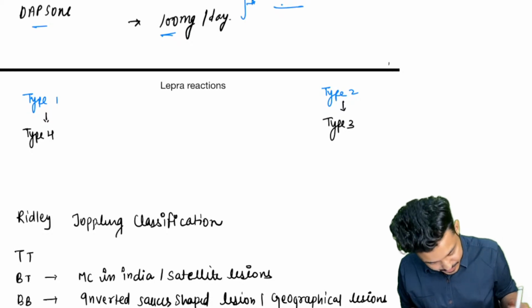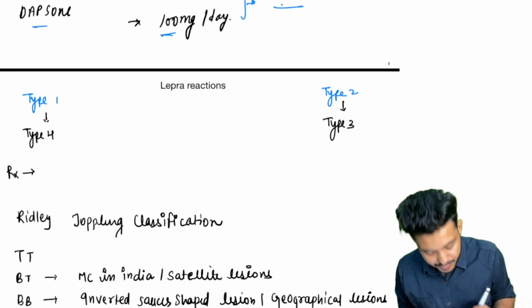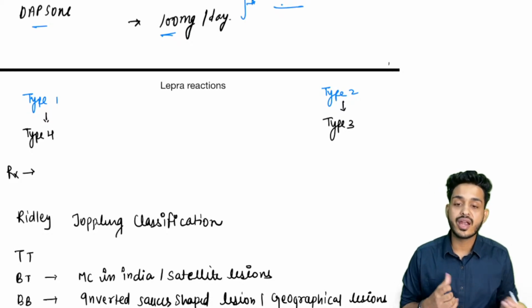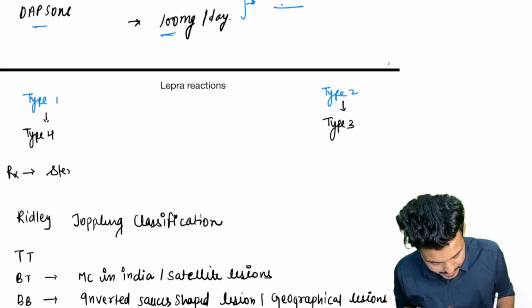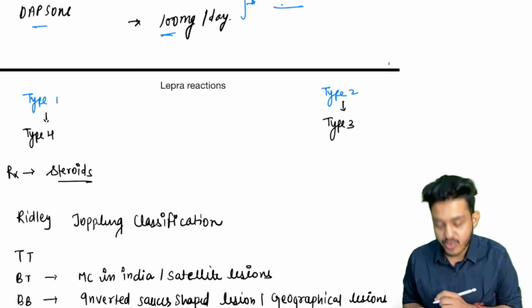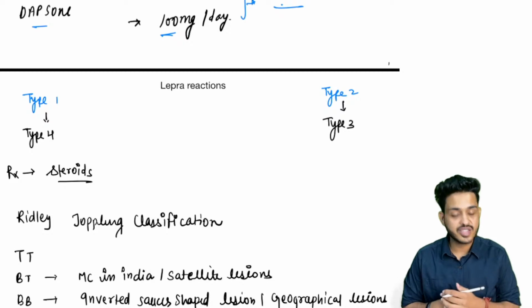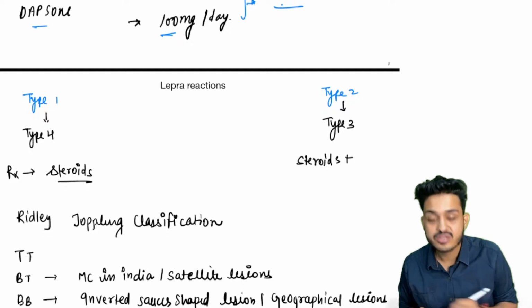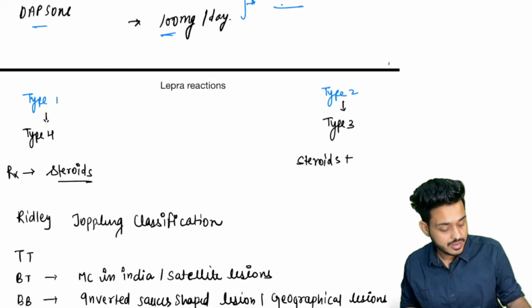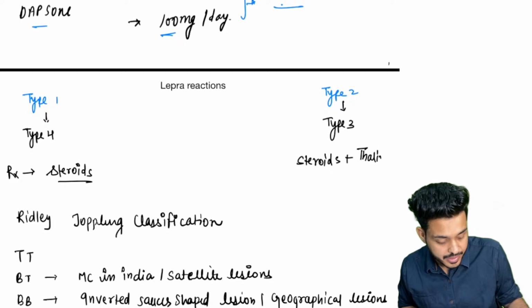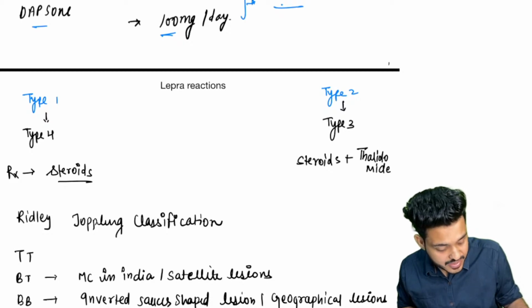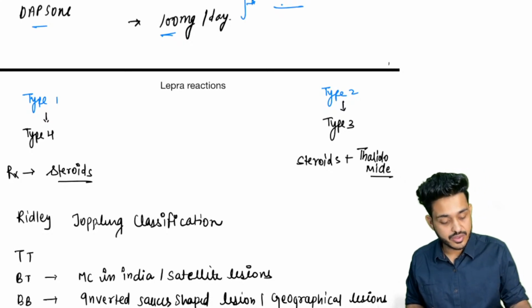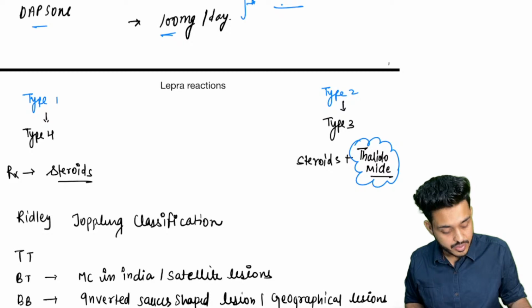Okay, second thing, if type 1 lepra reaction is happening, that is a type 4 hypersensitivity, what we need to do, we need to add a drug that is your steroids. In type 2 also we can use steroids, but along with the steroids we can also use another drug that is thalidomide. And this is the question that has been asked like 3 to 4 times in the previous examination. Okay, thalidomide we can use in the type 2 lepra reaction.